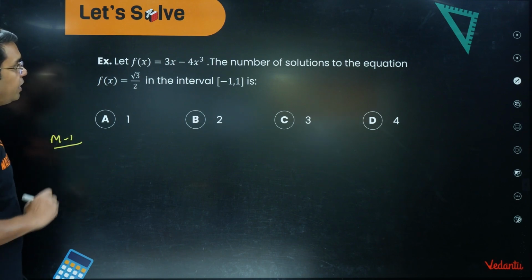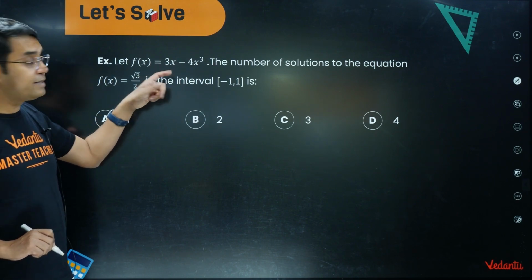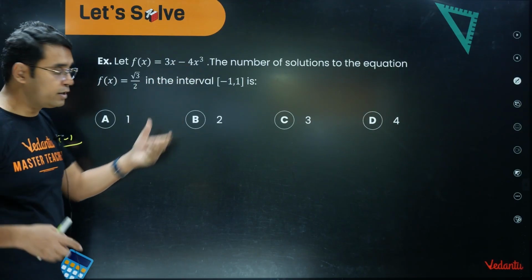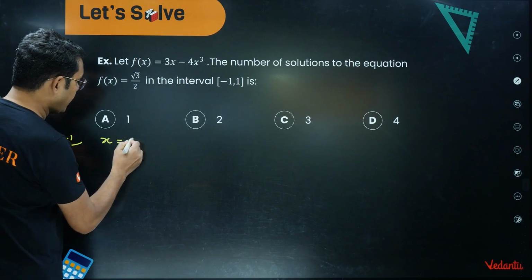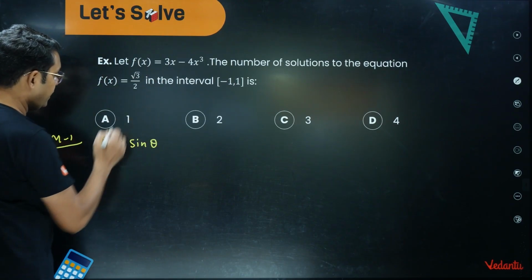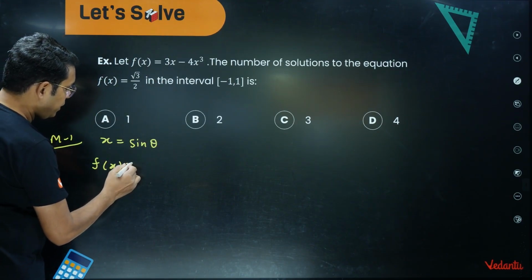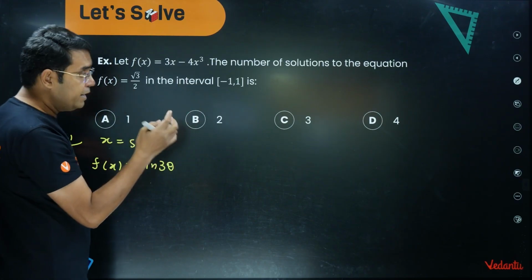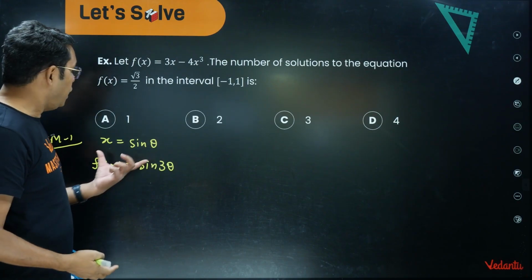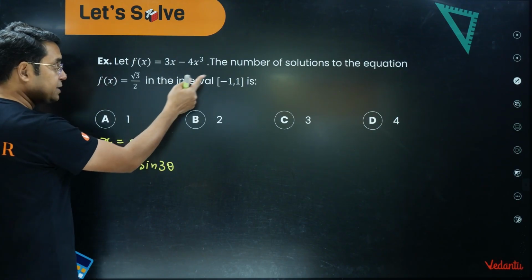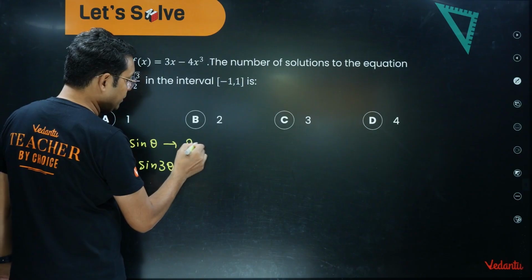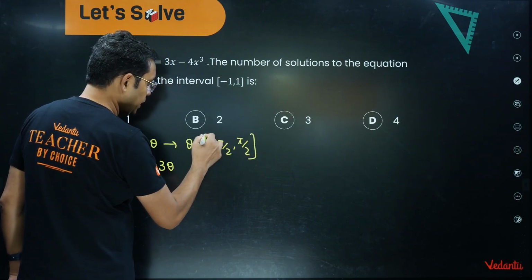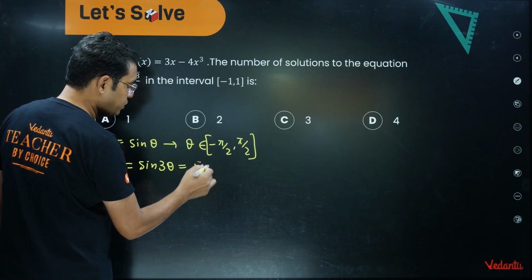The first solution would be that if you take x as sine theta, and this idea comes from this expression because it is 3x minus 4x cube. So if you take x equal to sine theta, then f(x) will become equal to sine 3 theta. And dear students, x is also given from minus 1 to 1. That is an additional reason to do this substitution. When x is from minus 1 to 1, then theta will be from minus pi by 2 to pi by 2. And we want this to be equal to root 3 by 2.